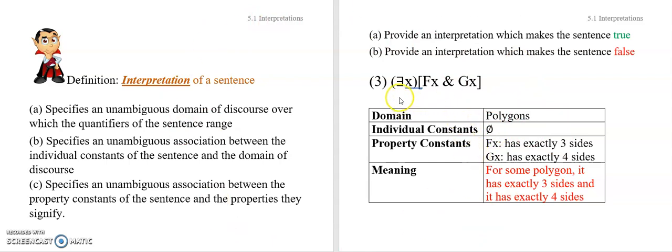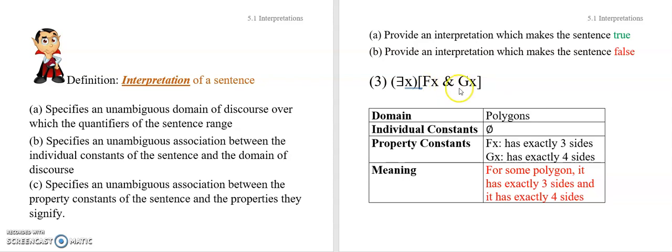So to make the categorical I sentence false, I took a domain of polygons. I'm picturing two-dimensional Euclidean polygons, and then you have "has exactly 3 sides" and "has exactly 4 sides." So this would say that for at least one polygon, it has exactly 3 sides and it has exactly 4 sides, which of course is false.